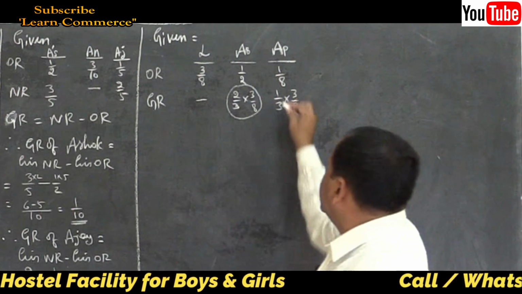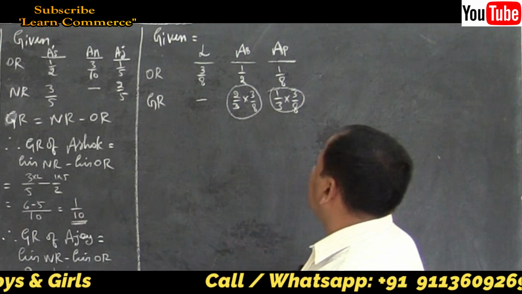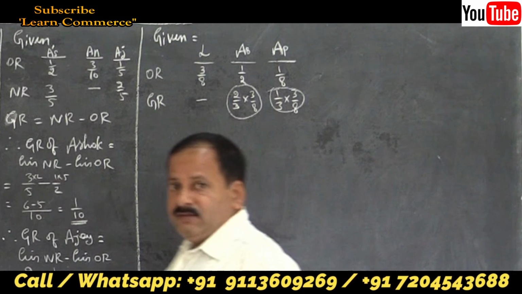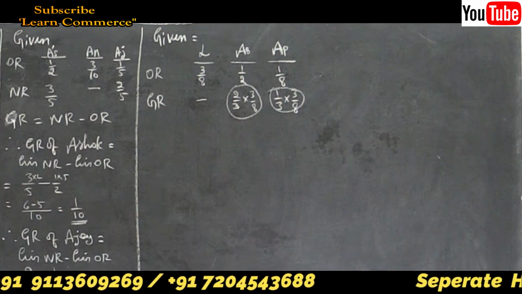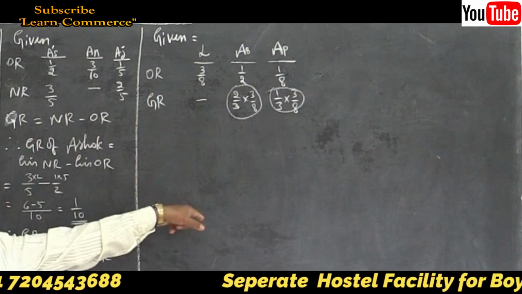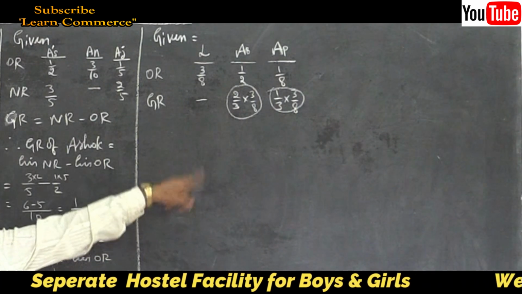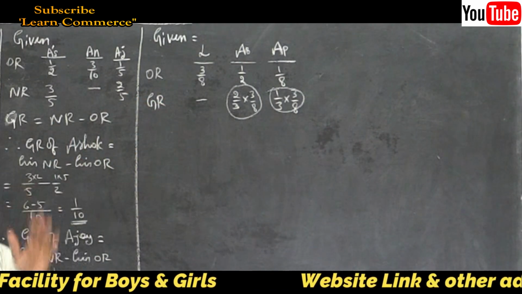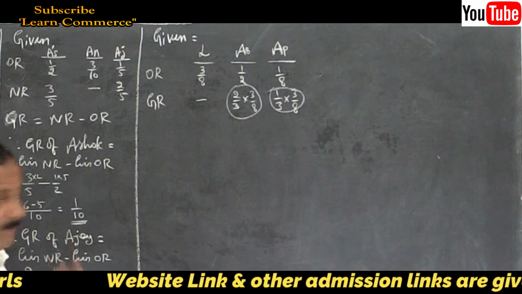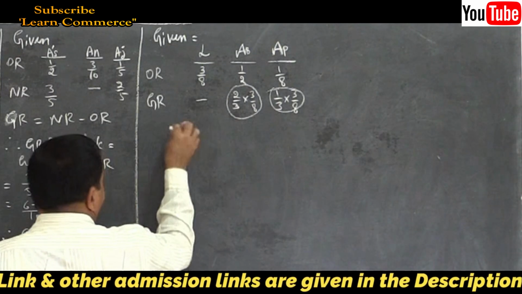Very, very simple. See, try to understand the problem. That is the only thing. Therefore, how to calculate now? We have to calculate the gain ratio first. Then add the gain ratio and old ratio. You will get the new ratio. Very, very simple. Don't make it complicated.